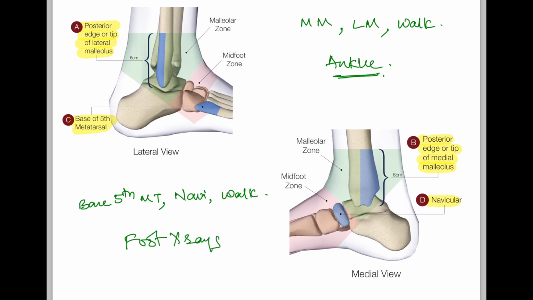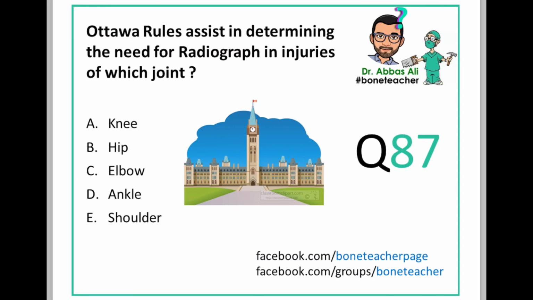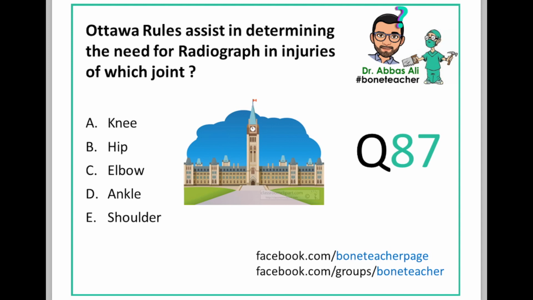If the patient does not have any of these problems, then there is no need to get a foot X-ray or an ankle X-ray. Alright? This helps us decide whether the patient really needs an X-ray of the foot or an ankle. And these are what is known as your Ottawa ankle rules. So what do you think is the correct answer? The correct answer here is ankle.